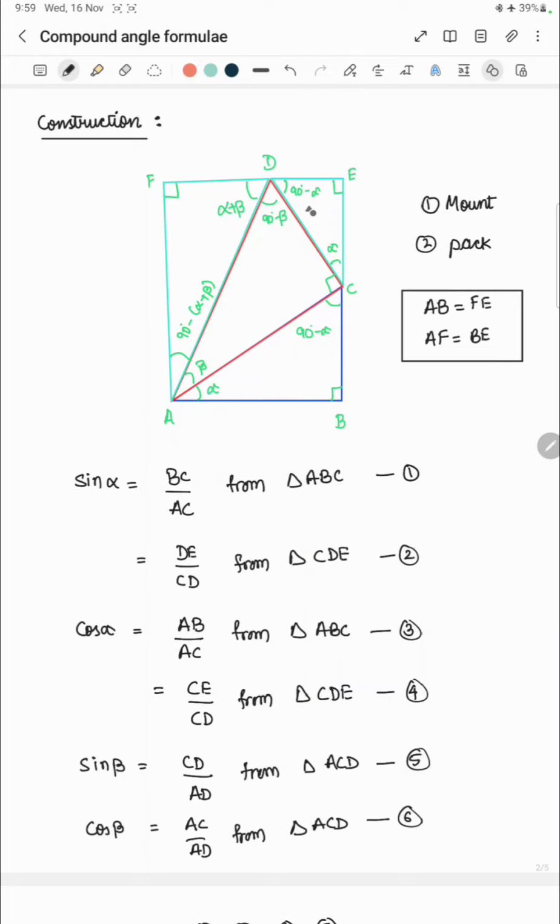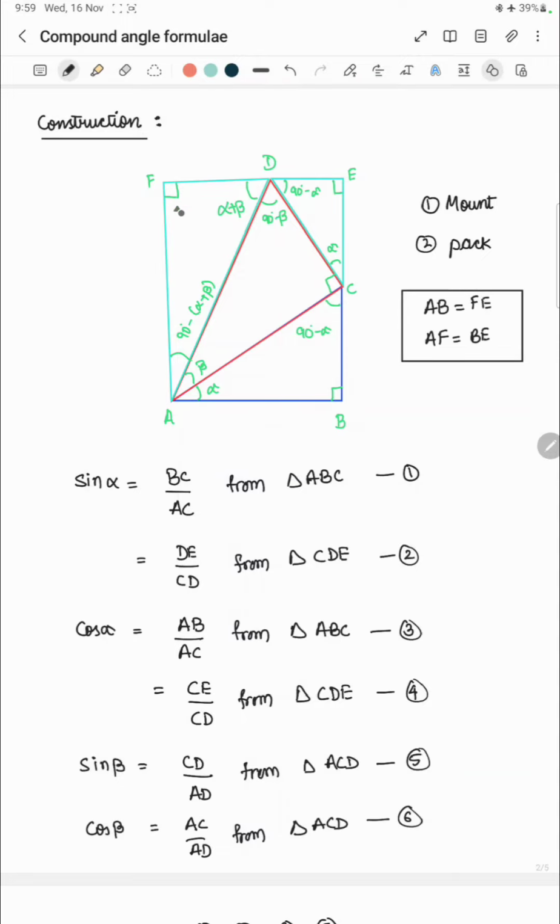Okay, last time we have seen that this angle is 90 degrees minus alpha. In the triangle ACD, this angle is beta and this angle is 90 degrees. So the other angle should be 90 degrees minus beta. Now again, since in a straight line, the total angle on one side is 180 degrees, this angle being 90 degrees minus beta, this angle being 90 degrees minus alpha, this angle should be alpha plus beta.